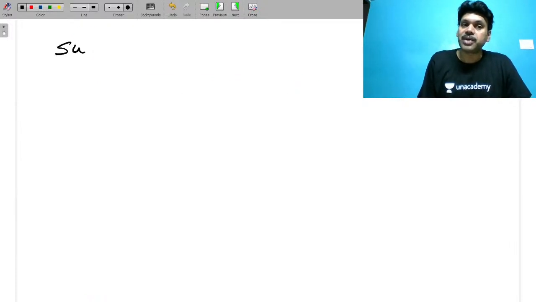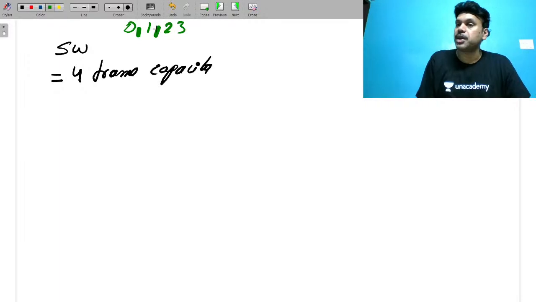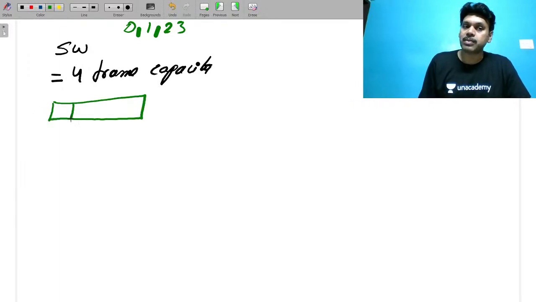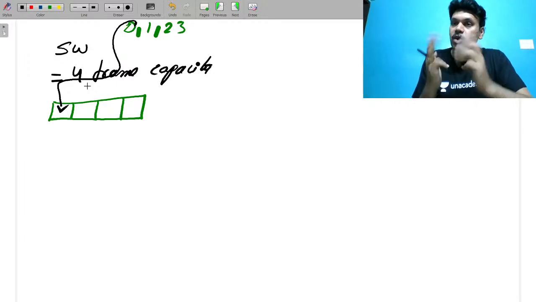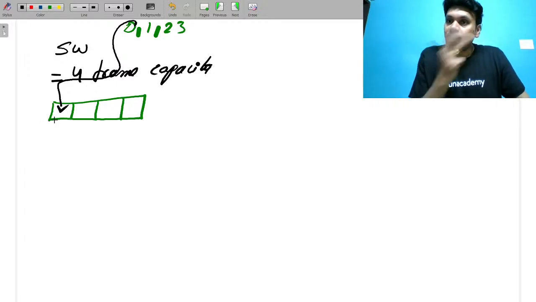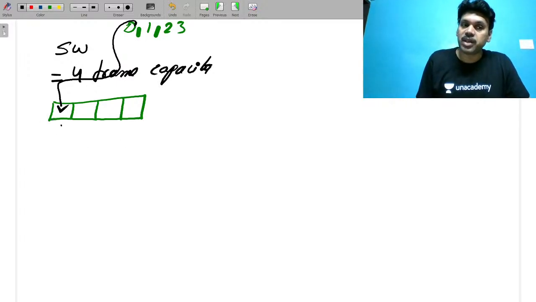Your sender window consists of 4 frame capacity initially. So when I say that my sender window consists of 4 frame capacity, your frame numbers are 0, 1, 2, 3 according to the previous example. So your window has 4 empty slots. First of all, when you insert a 0 here, the window shrinks. Your free blocks are only 3. So this is being filled.